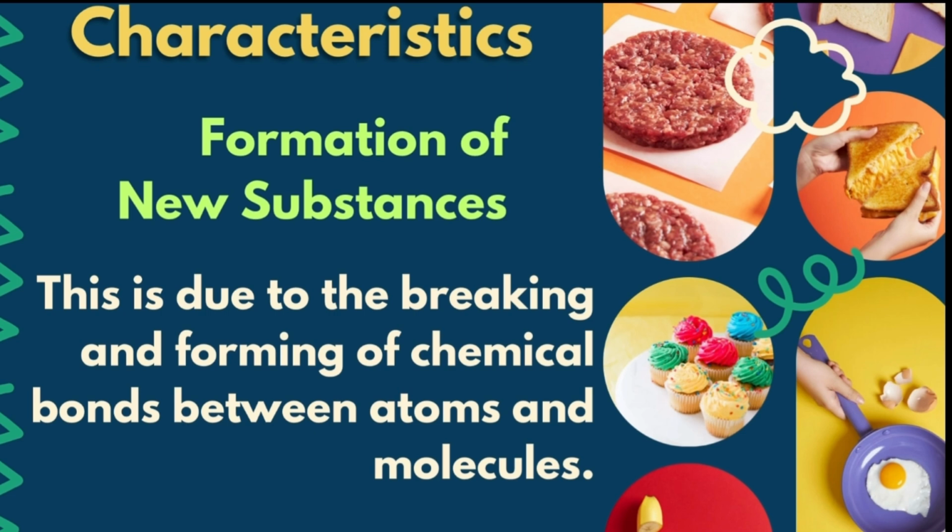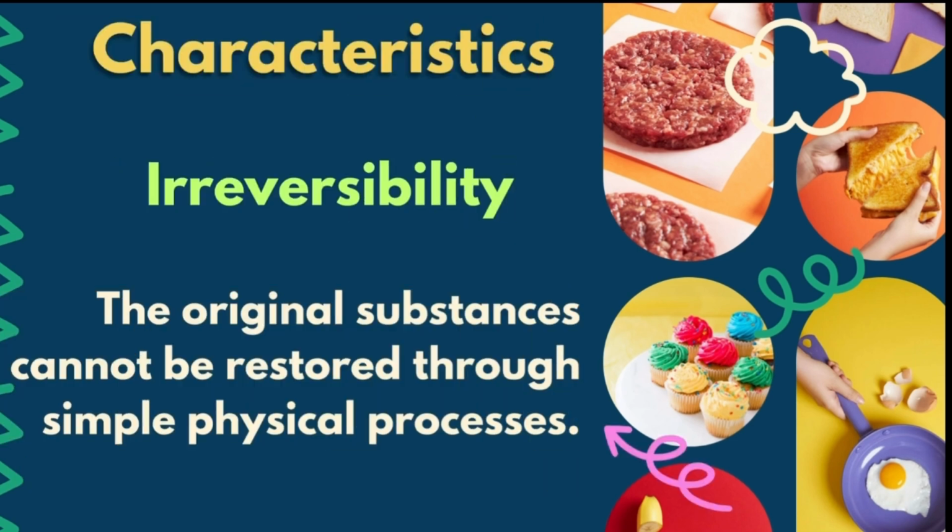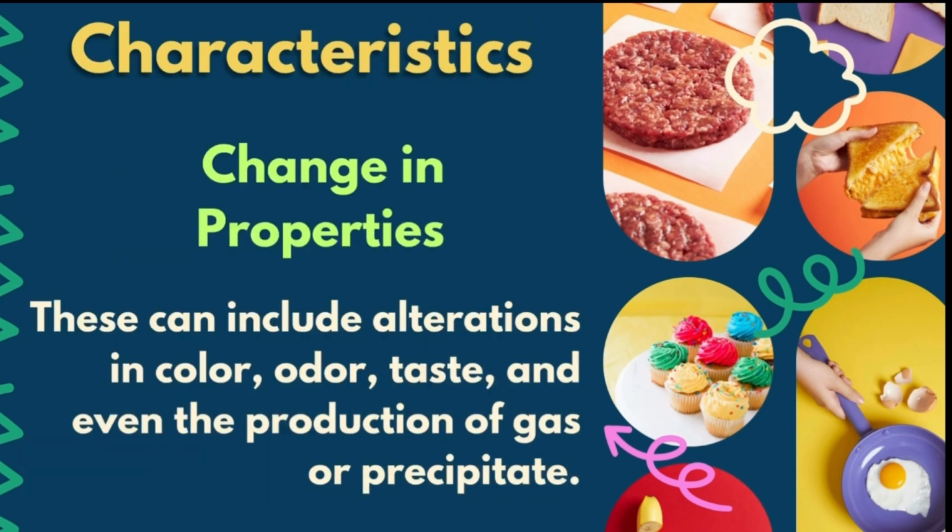Characteristics: formation of new substances. This is due to the breaking and forming of chemical bonds between atoms and molecules. Irreversibility: the original substances can't be restored through simple physical processes. Change in properties. This can include alterations in color, odor, taste, and even the production of gas or precipitate.